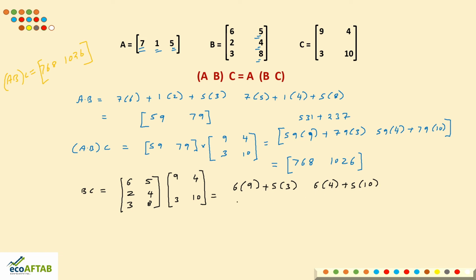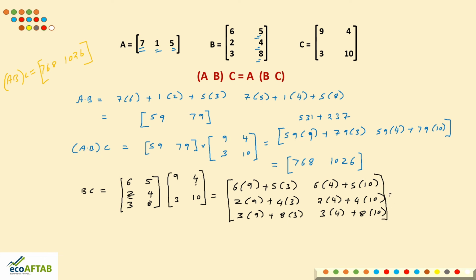Similarly, the next row, 2 into 9 plus 4 into 3, 3 into 2 into 4, plus 4 into 10, and lastly 3 multiplied by 9 plus 8 multiplied by 3, 3 multiplied by 4 plus 8 multiplied by 10. So this is what we get.